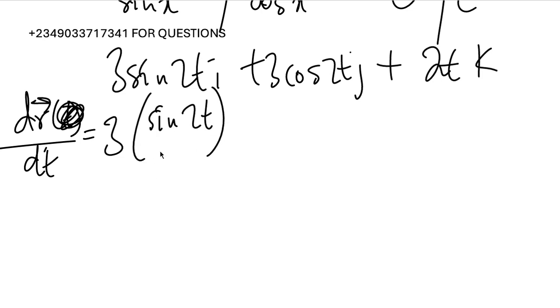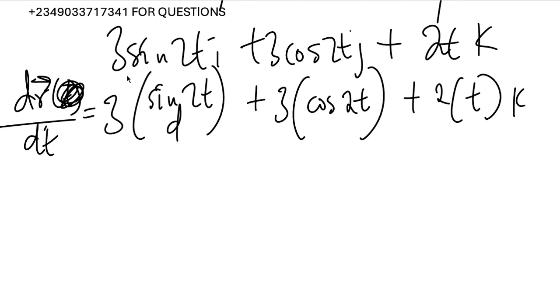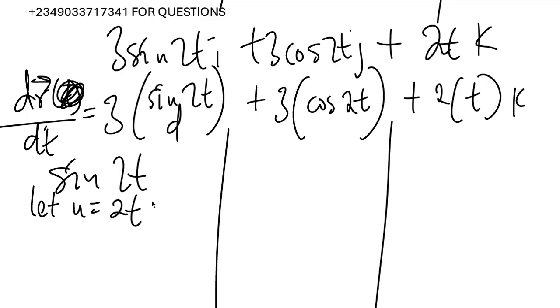Sin 2t, right? And for cos 2t, we're going to take out 3 and then get the derivative of cos 2t, and then take out 2 and get the derivative of t. So what's the derivative of sin 2t? That's the question you ask yourself. So what I'm going to use here is something very clear. Let's divide this. If we say let u be equal to 2t, that's why you should master differentiation. If you can get the differential, just take out the scalar part and differentiate accordingly.